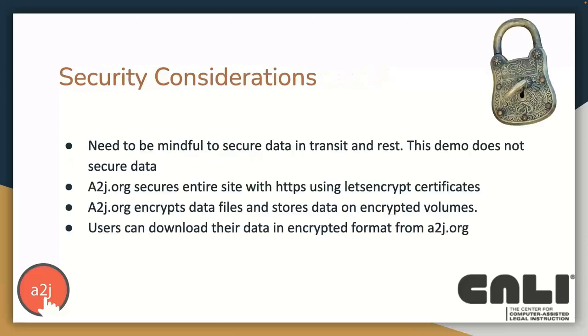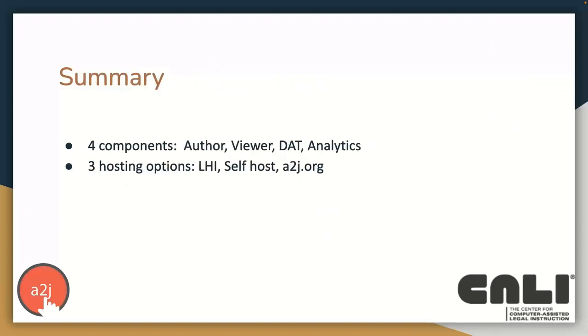Also, a few security considerations you need to be mindful of: securing data in transit and at rest. The demo doesn't really secure any data except for using HTTPS, but we didn't really store any data. That demo code really just views it. So that's really a thing for another time. A2J.org does secure the entire site with HTTPS using Let's Encrypt certificates, encrypts data files, and stores everything on encrypted volumes. Users can also download their data in encrypted formats from A2J.org. They can also download an unencrypted format if they go through settings, but by default it's encrypted.